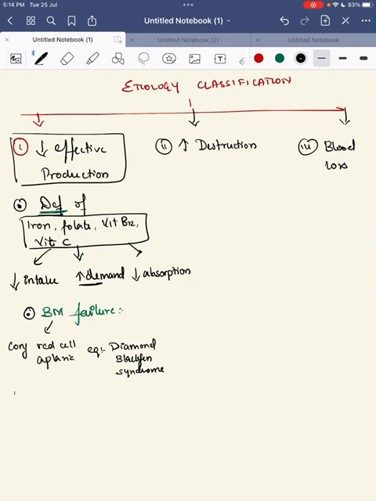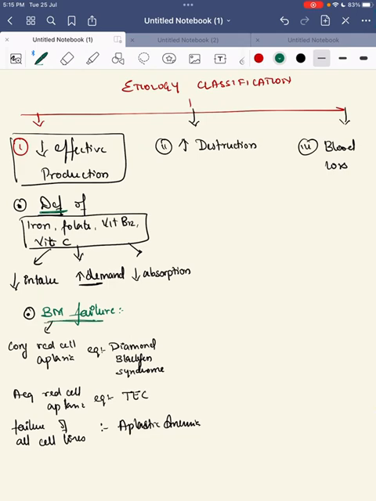Second can be acquired red cell aplasia. Example, transient erythroblastopenia of childhood, or when there is a failure of all the cell lines. So failure of all cell lines will lead to aplastic anemia. Okay, so second reason for decreased effective production is bone marrow failure. So here we have congenital red cell aplasia, acquired red cell aplasia, and when there is a failure of all the cell lines.